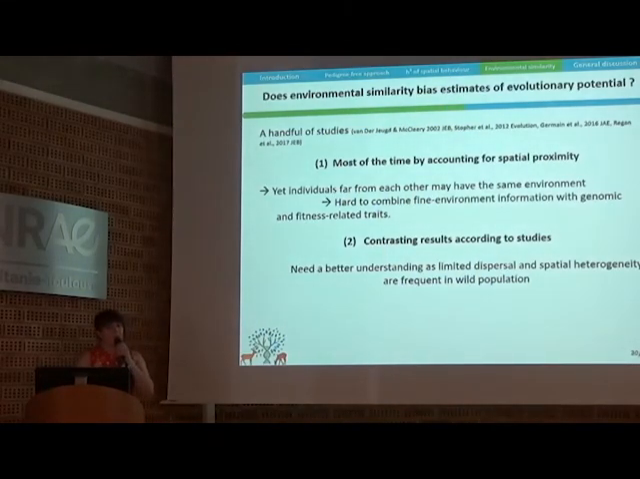So, in the literature, this kind of question, whether environmental similarity can bias the estimate of evolutionary potential, there have been a handful of studies, but most of the time it has been done by accounting for spatial proximity among individuals. So, supposing that individuals that are close in space are also going to share the same environment. And furthermore, across the few studies, there have been contrasting results. So we need better understanding to try to draw a general pattern and to understand if this phenomenon can be common in the wild.